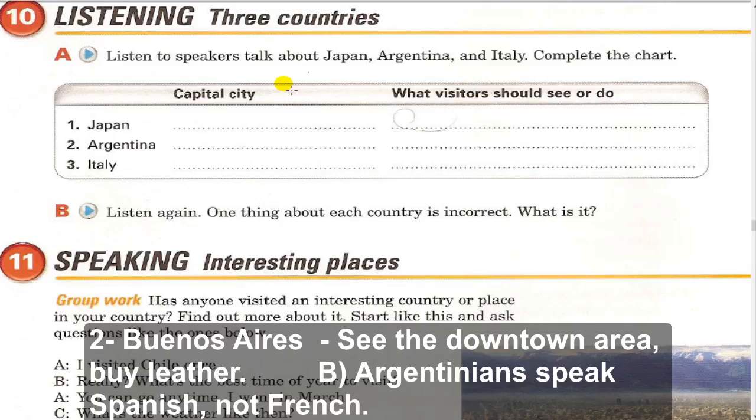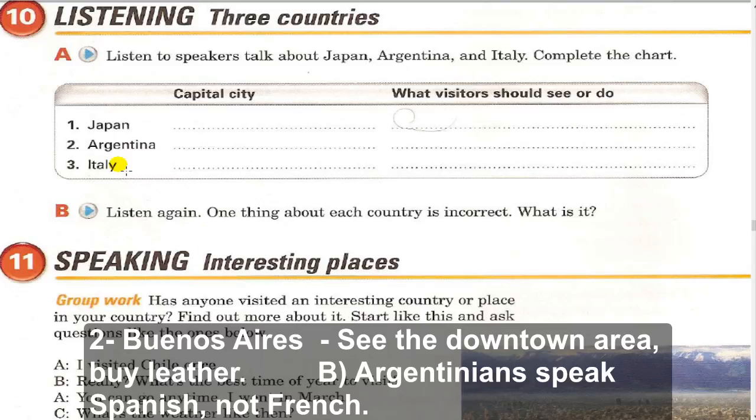Argentina. What is the capital city of Argentina? Argentina's capital city is Buenos Aires. Visitors should see the downtown area. Buy leather. Visitors should see the downtown area and buy leather. Number 2, B. Argentinians speak Spanish, not French. The people of Argentina speak Spanish, not French.